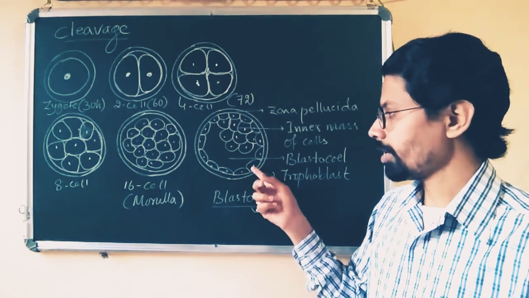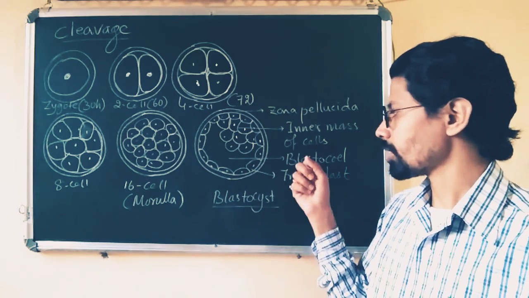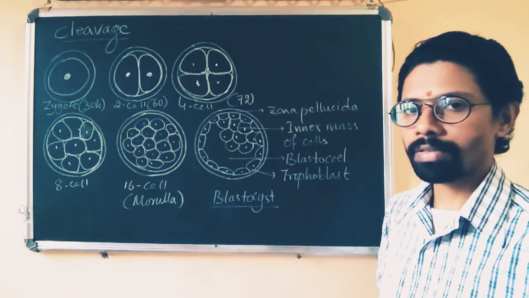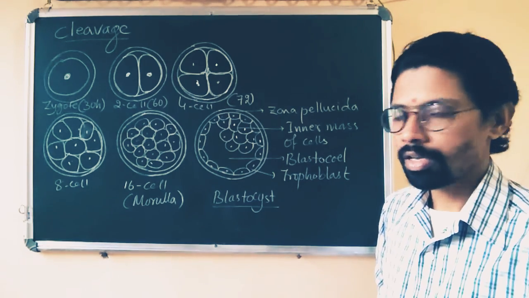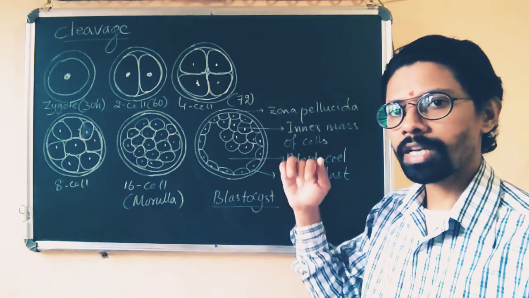Clear? So here the cavity is present. This cavity is called the blastocoel. This is the inner cell mass, and this is the outer zona pellucida layer. So up to this, it's cleavage. Once cleavage is completed, gastrulation starts.